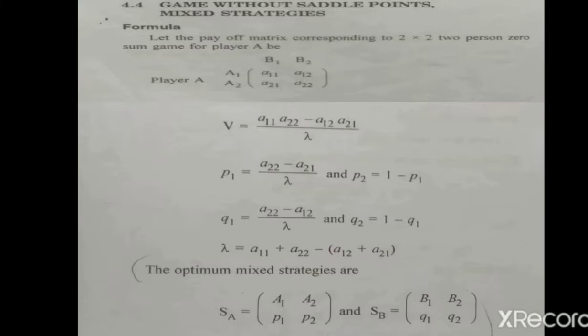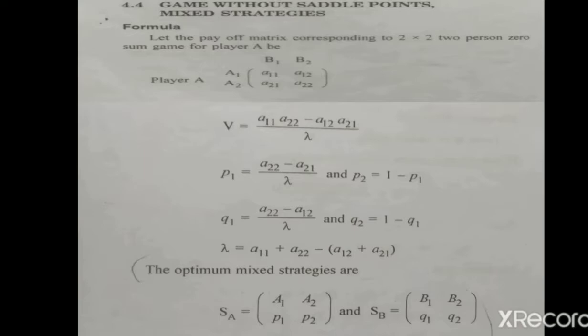Here P1 value is calculated by a22 minus a21 divided by lambda. Here P1 depends upon the second row. You have to be clear about this, only the second row. For the second row you calculate P1 as a22 minus a21 divided by lambda. P2 value corresponds to 1 minus P1.